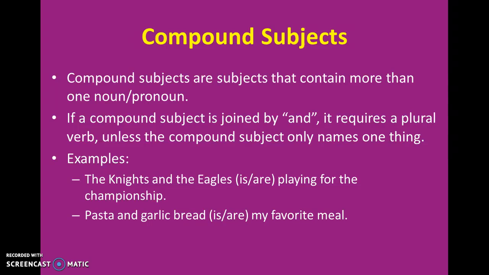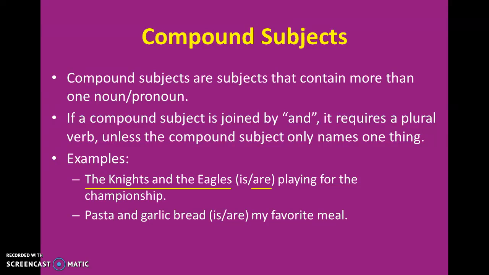In the first one, we have "the Knights and the Eagles is or are playing for the championship." Now, the Knights and the Eagles are two separate teams. They're joined by and, so they are both playing for the championship. So you want to use the plural verb of are.